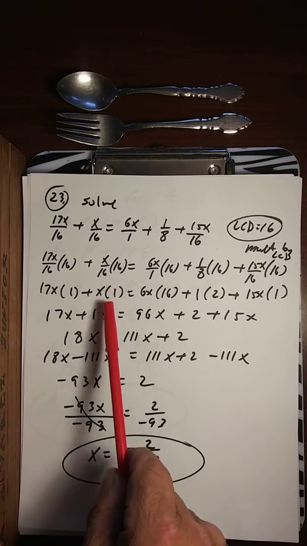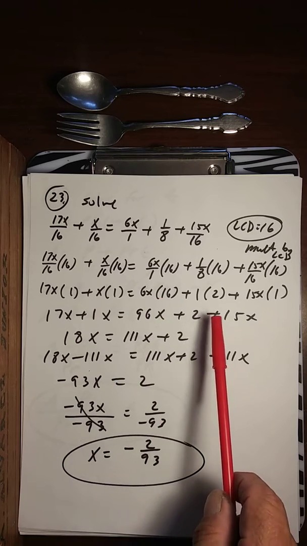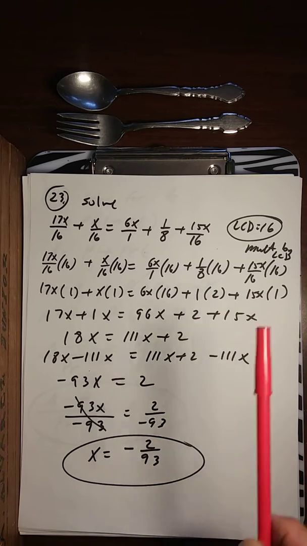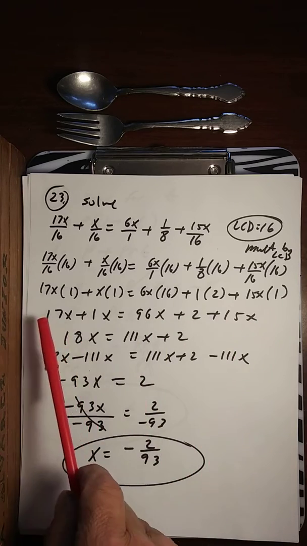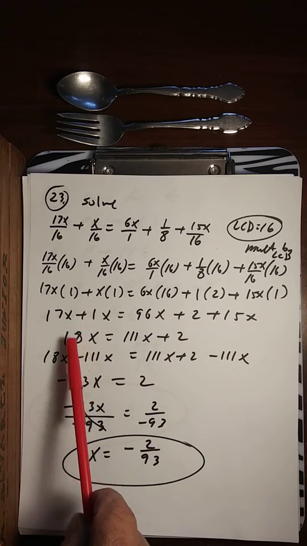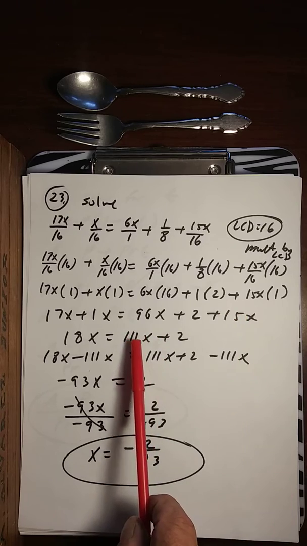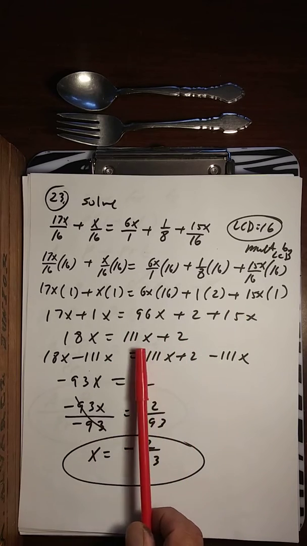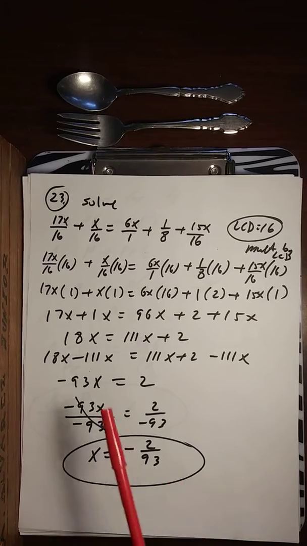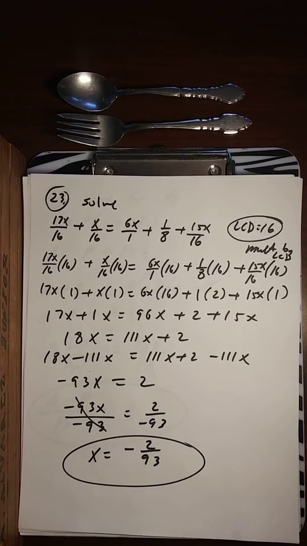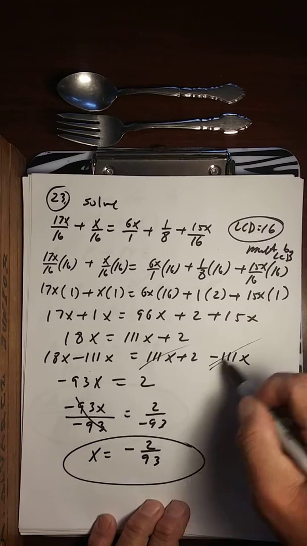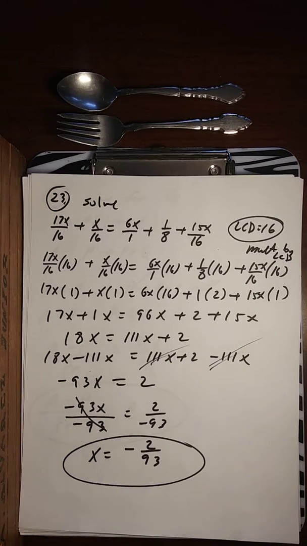That's going to give you 17x, 1x, 96x, 2, and 15x. And now let's put these together. So we have 18x right here, and then this one and this one would be 111x plus 2. Now let's get rid of the 111x. So minus 111x minus 111x. Are these going to cancel? Yes, they are. So these are gone. So what's left over is just 2. Divide both sides by negative 93, negative 93. So x equals 2 over negative 93. Leave it alone. It's a negative of that. That's it. Leave it.